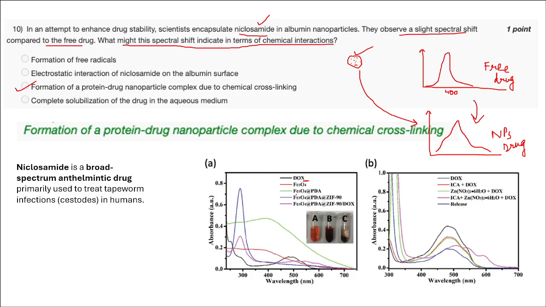Now, when you have encapsulated this free drug, there are different nanoparticles. As you start adding, suppose you see this purple one, if you compare the black and purple one, there is some kind of aggregation happening. Same for this as well. This is the drug, okay? Then the red one denotes ICA plus drug, and for the nanoparticle, which is the purple one, if you compare the red and green with the purple one, there is some spectral shift that you would notice. So this kind of spectral shift happens because of the formation of this drug nanoparticle complex due to chemical cross-linking.